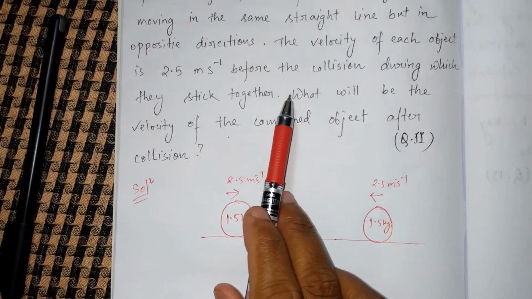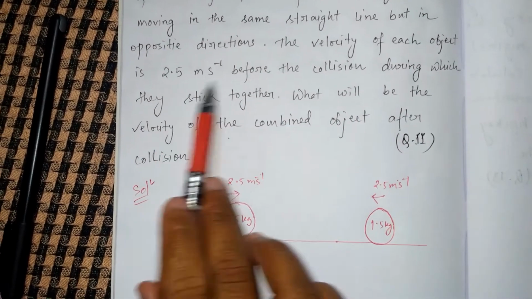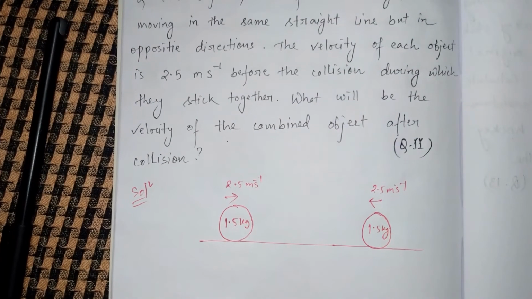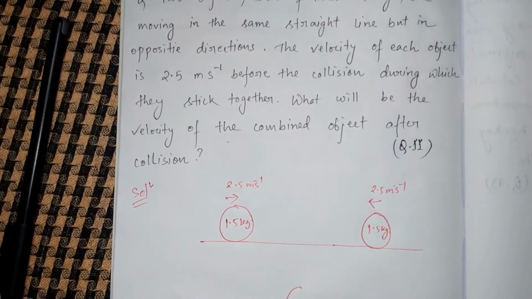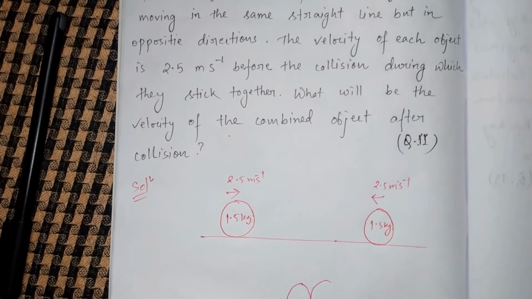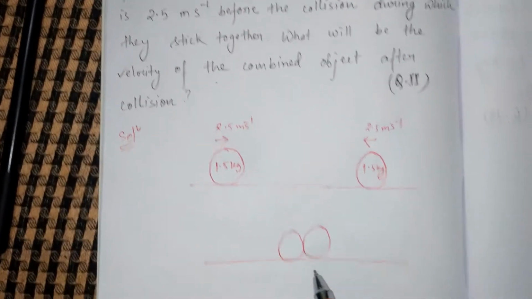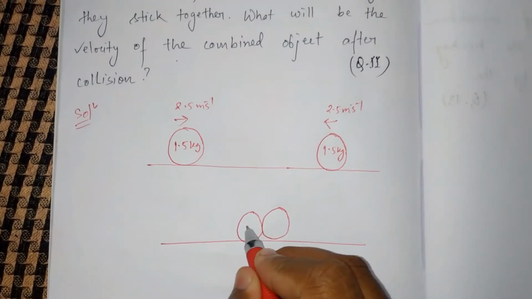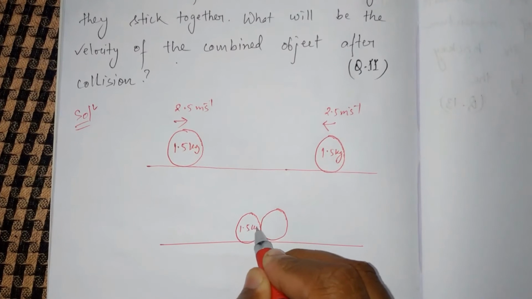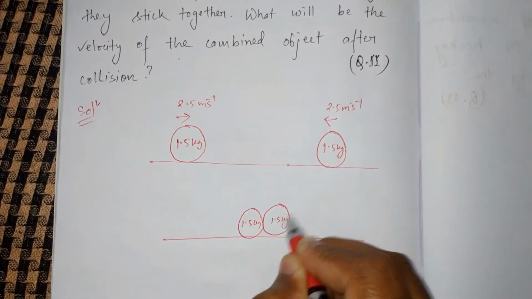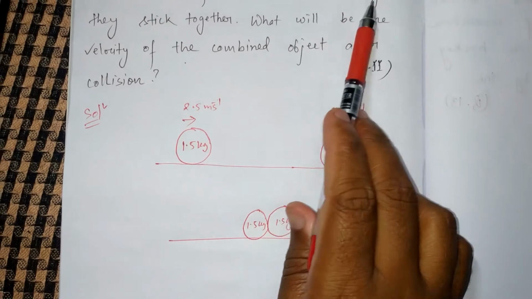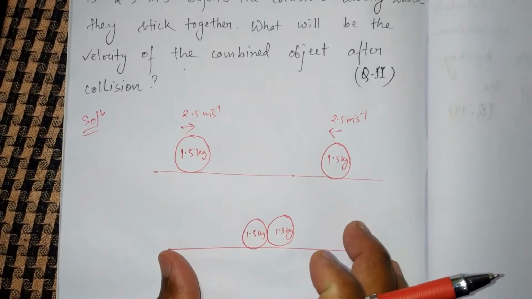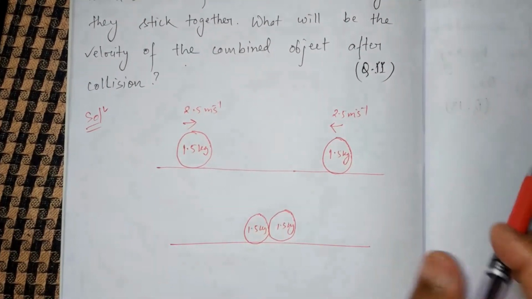So the question is before the collision, during which then collision happens. So in the next scene they are colliding with each other, it's obvious that they are moving in the opposite direction. So one time will come that they will collide with each other. So same object, 1.5 kg, 1.5 kg. So what it says, they stick together after collision, they just stick together, they don't separate from each other. What will be the velocity of the combined object after collision?